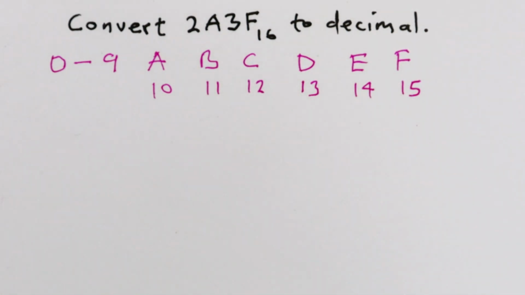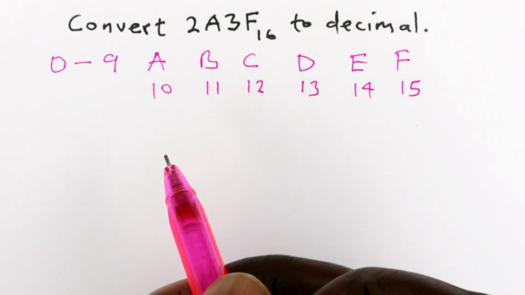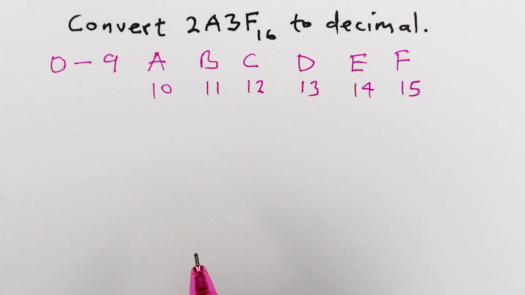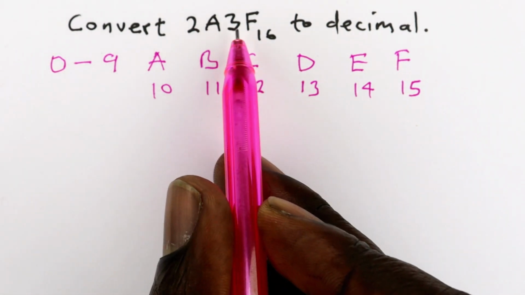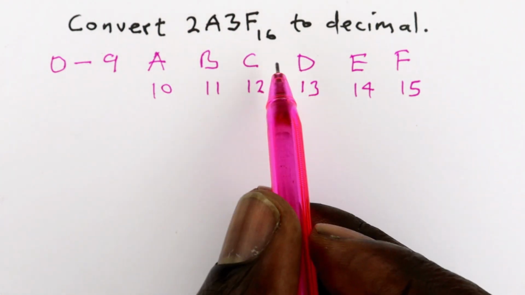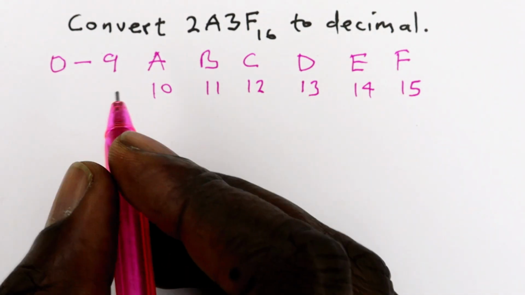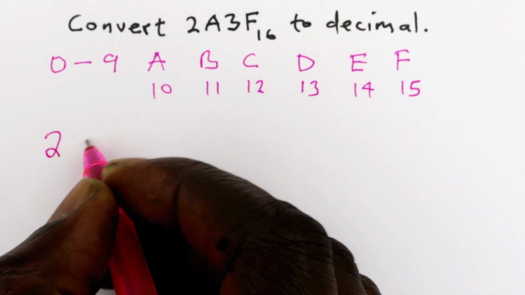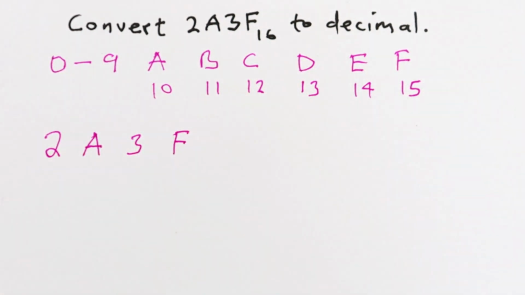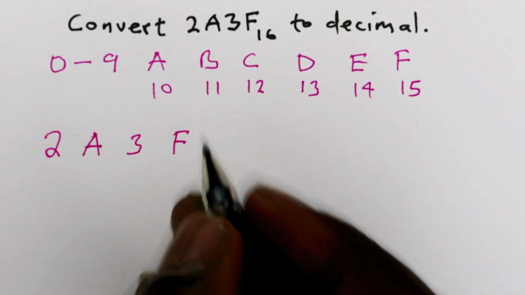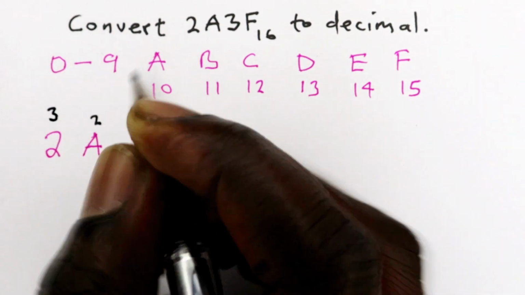So after that, let us now look at the question that we have. We have 2A3F, and we want to write this as a base 10. So what we're going to do is just multiply each and every term in this number by the base raised to a power. Okay, so we have 2, we have A, we have 3, and F. The powers start from the right, that is 0, 1, 2, and 3.